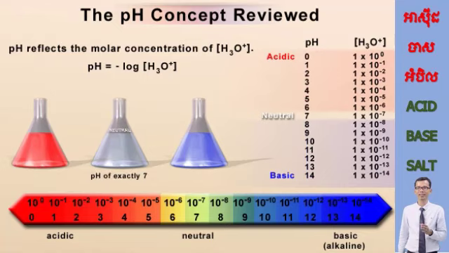Neutral solutions with equal numbers of hydroxide and hydronium ions have a pH of exactly 7.0. A solution in which hydronium ions outnumber hydroxide ions is acidic and will have a pH below 7.0. A solution in which hydroxide ions outnumber hydronium ions is basic, or alkaline, and will have a pH above 7.0.